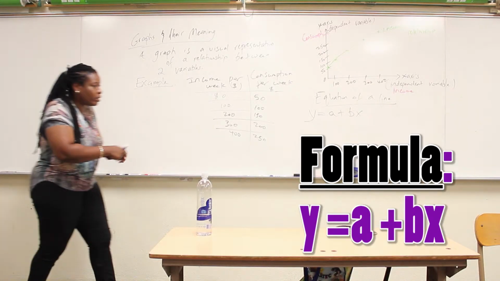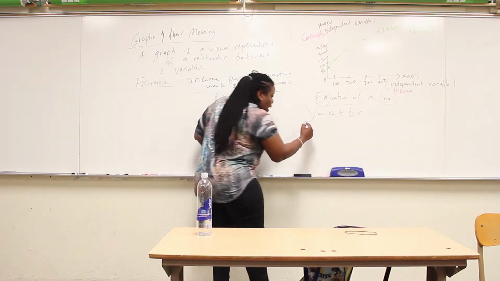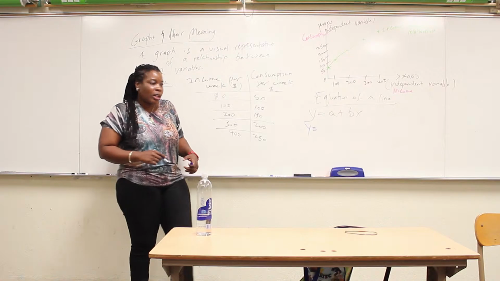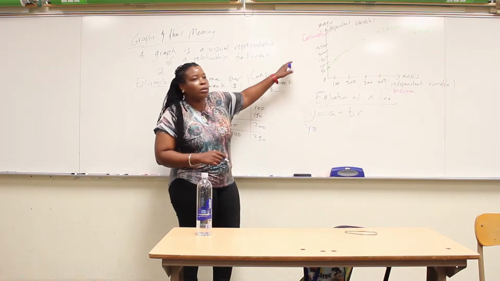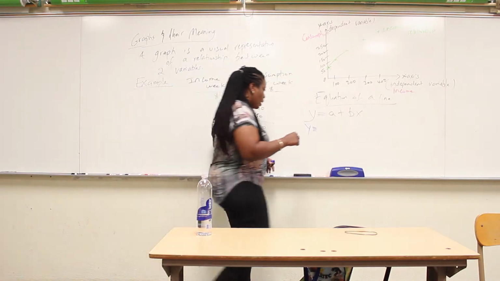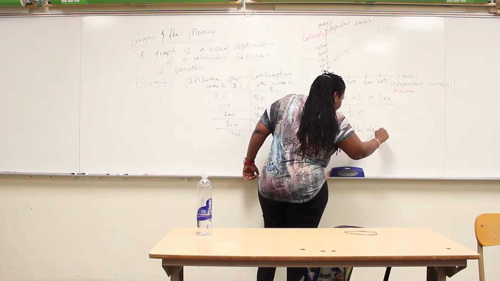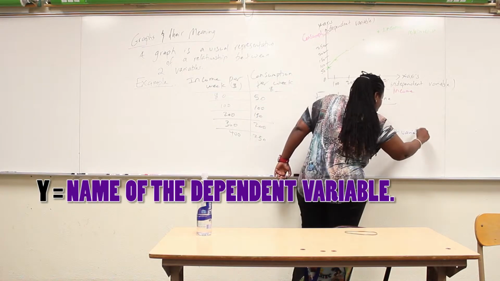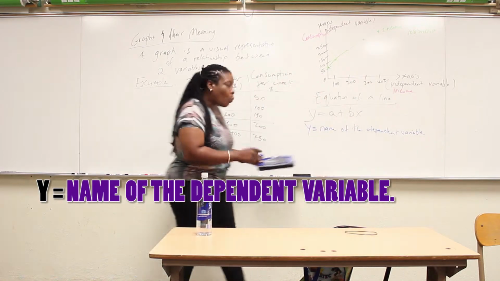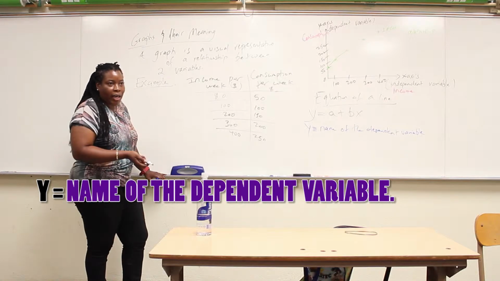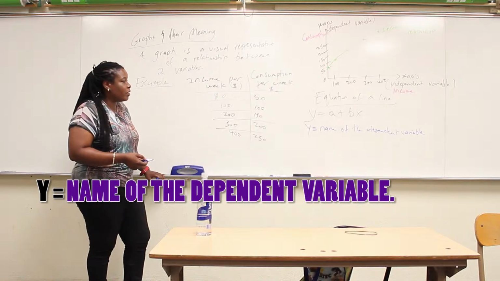Now let's define these variables. The Y is just like the name suggests. It's the name of the variable on the Y-axis. So the Y is the name of the dependent variable. Y is the name of the variable on the Y-axis, which is the name of the dependent variable.